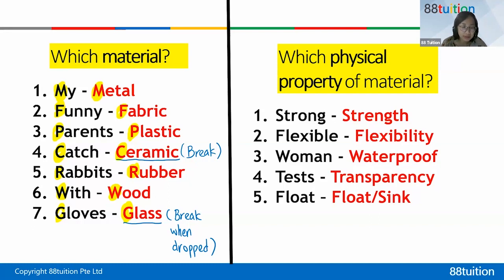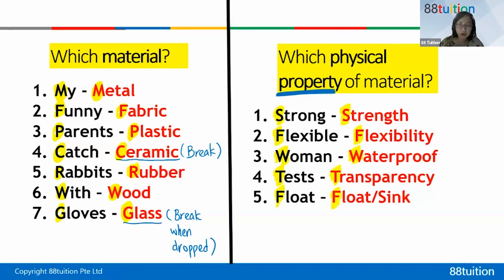Then in the PSLE syllabus, you need to know all the properties of materials. So there are 5 properties. This is a memory aid: strong, flexible woman test float. So you use the first letter. S stands for strength. F stands for flexibility. W is whether the material is waterproof. T is whether it's transparent. F is whether it floats or sinks.